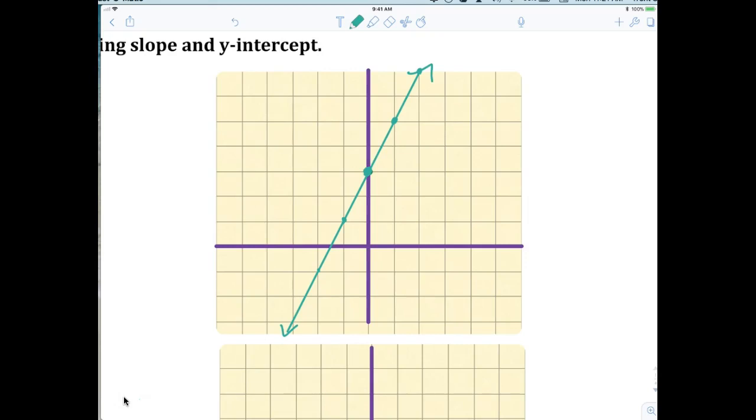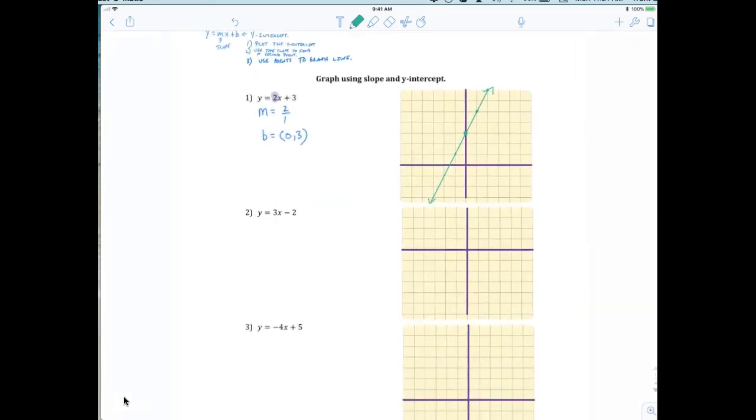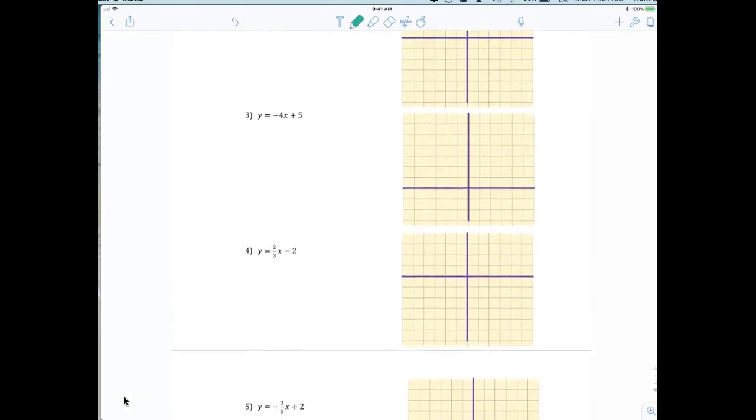All right. So now let's take a look at the next problem, please. Let's go to the next problem. All right, and let's just go to number 3.